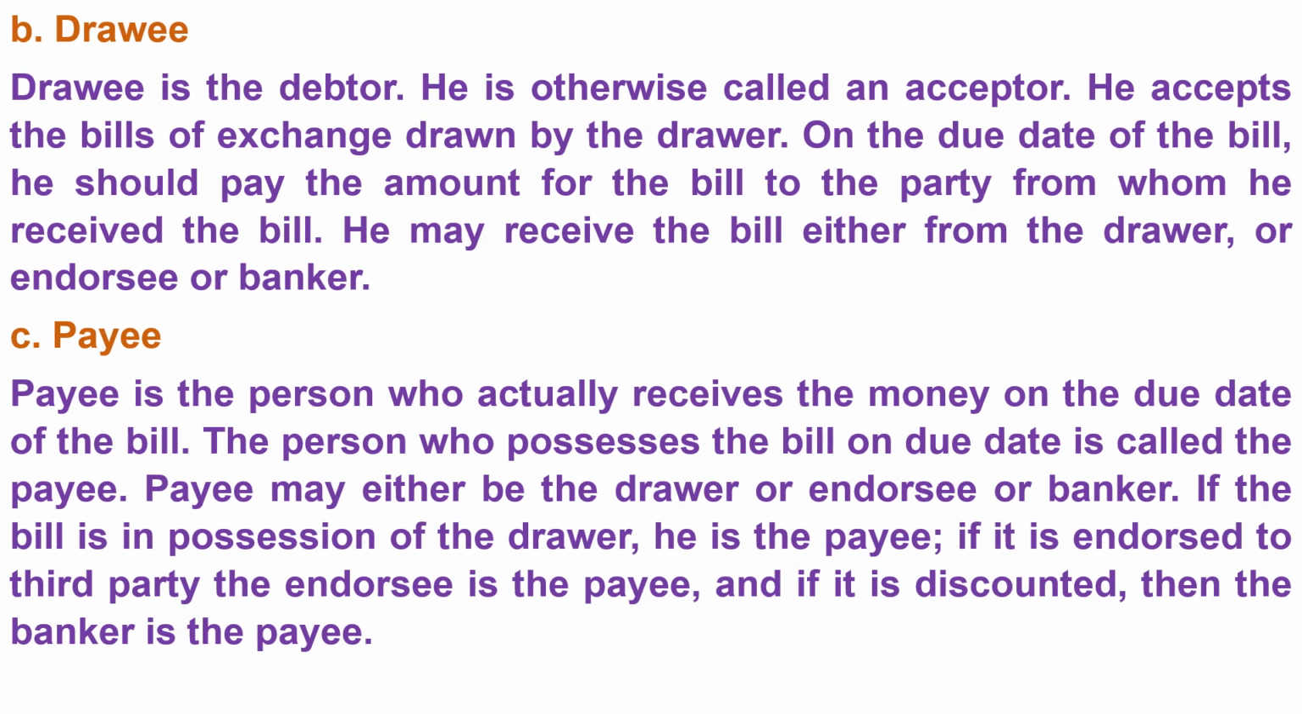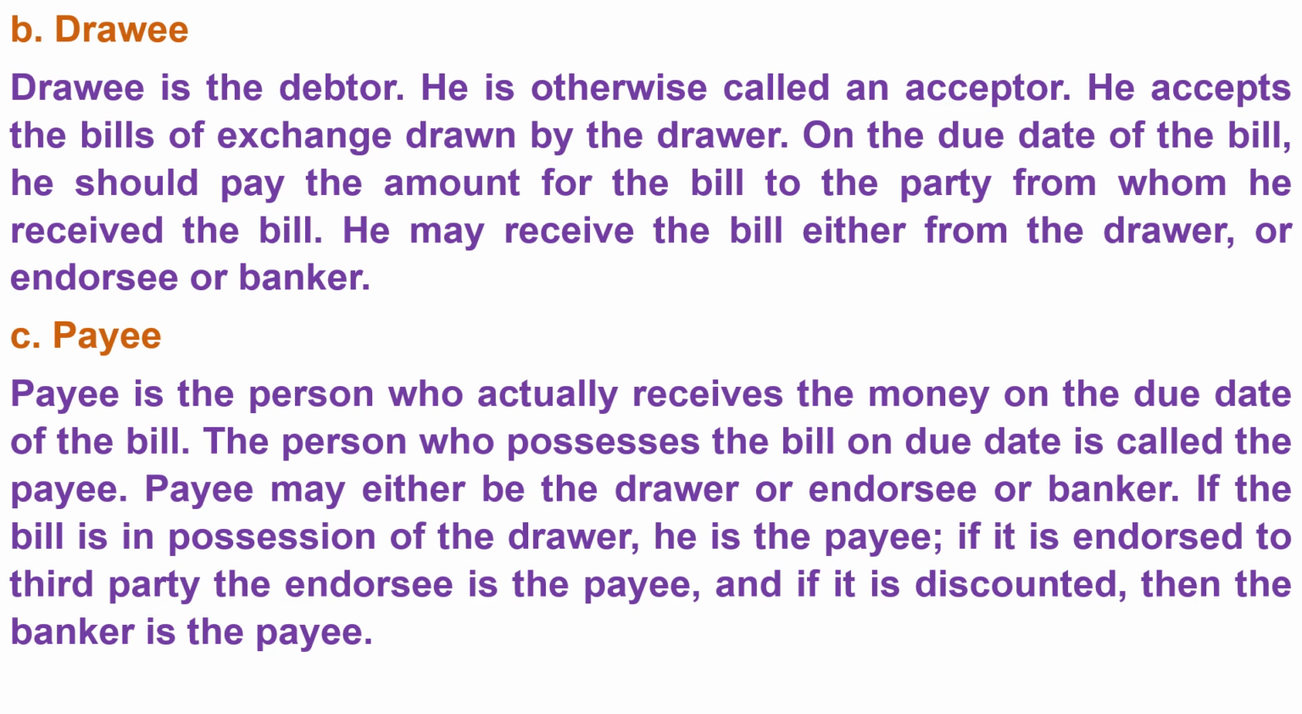B. Drawee. Drawee is the debtor. He is otherwise called an acceptor. He accepts the bills of exchange drawn by the drawer. On the due date of the bill, he should pay the amount for the bill to the party from whom he received the bill. He may receive the bill either from the drawer, or endorsee or banker.